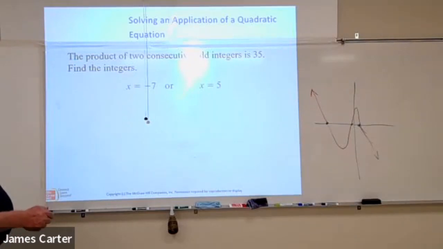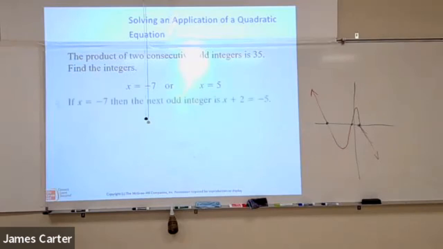Now, this is saying there are 2 possible sets of numbers for x that would give us a truth. The -7 would work or +5 would work. So let's see. If x is -7, then the next integer is -5. And what's -7 times -5? +35.